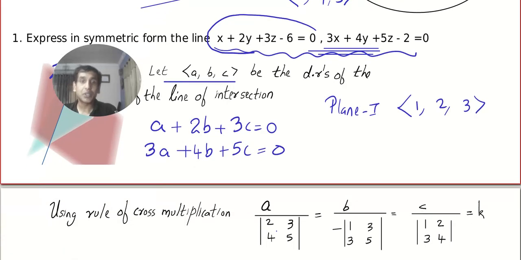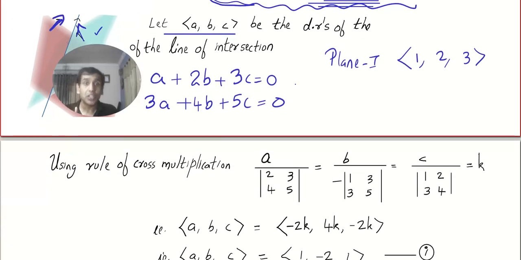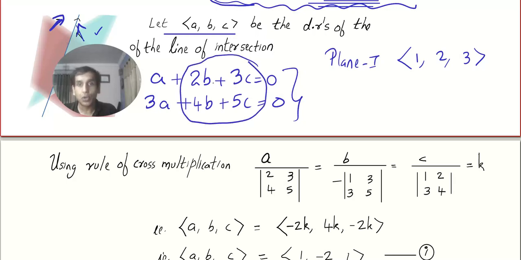Now I'm sure that you know what to do when we have two equations and three unknowns. Don't try to solve. You will not be able to solve using the usual technique. The best method is rule of cross multiplication. It's very simple. A divided by, just write the determinant of these coefficients 2, 3, 4, 5. Can you see the determinant? Then B divided by negative of, so 1, 3, 3, 5. I hope you understood that. And C divided by the first part.